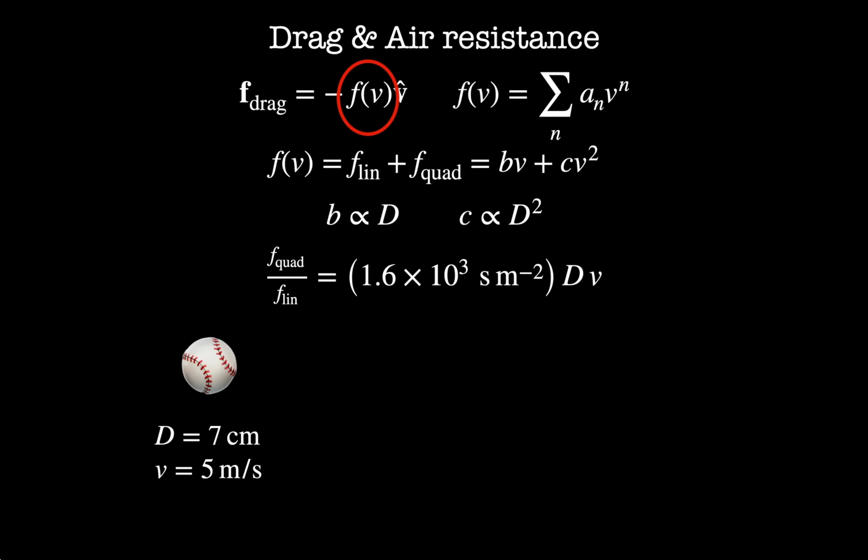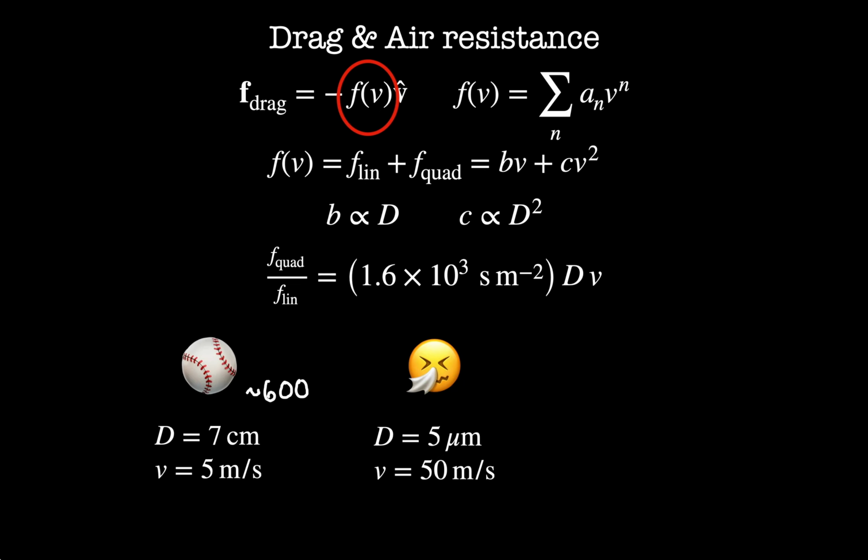So I can look at this for a bunch of different cases. So, for instance, a baseball that is 7 centimeters in diameter, traveling at 5 meters a second, has a ratio of quadratic to linear of about 600. So this is strongly in the quadratic regime.